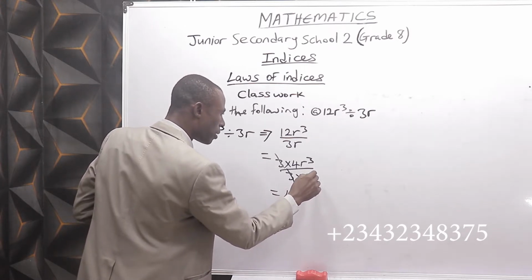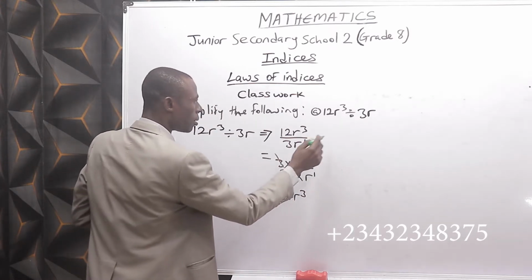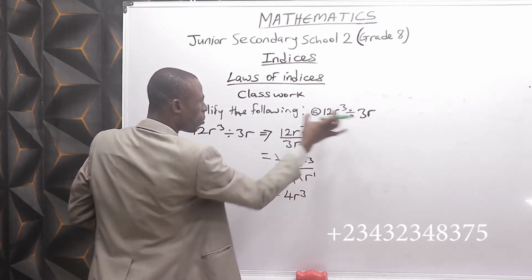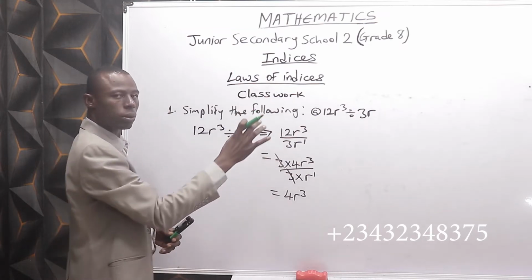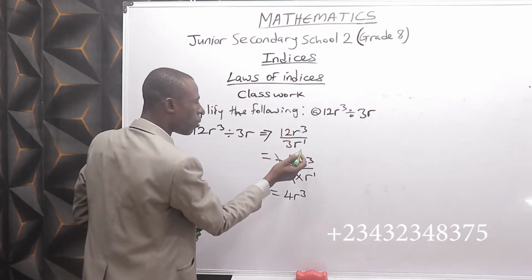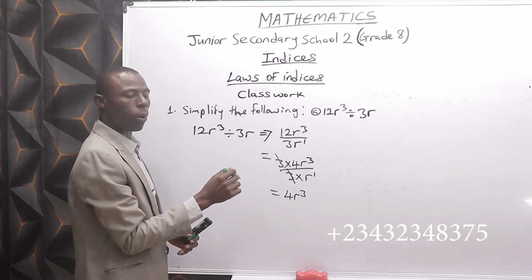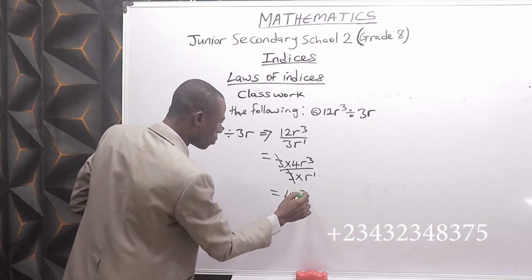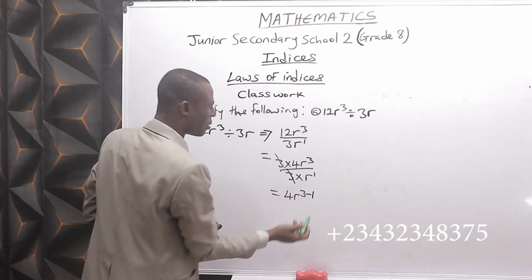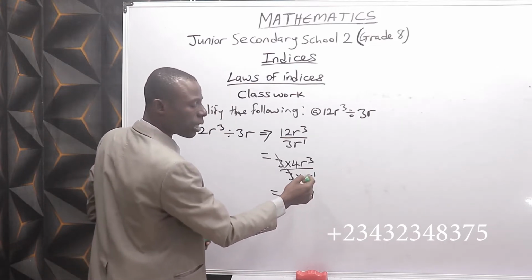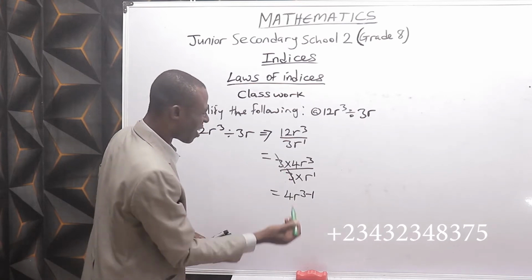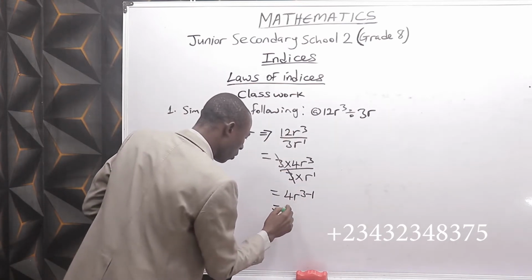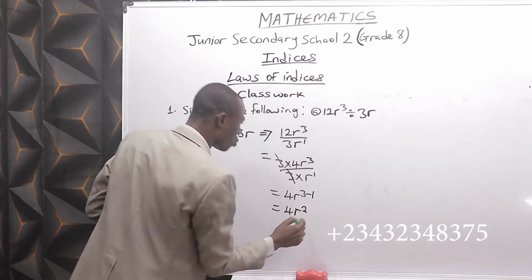The r here is having power 1. The power 1 is here, invisible. But the moment we take it from this to let it take another form, then we indicate that power 1 for it to be easier to be attended to. So, minus 1. The power of the denominator will be subtracted from the power of the numerator. So, we have 4r raised to power 2.